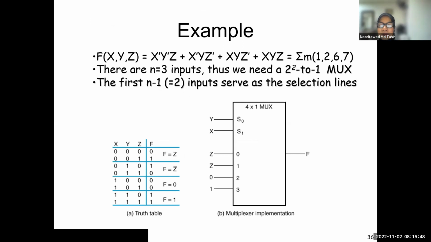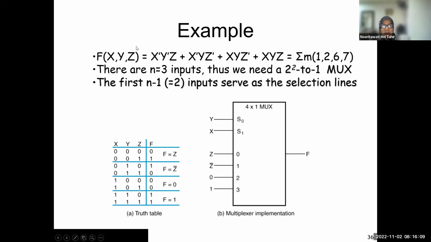Okay, so one way to implement is you simplify it using Boolean algebra, which we have seen last 2 weeks. Selain daripada itu, you boleh gunakan K-map juga. Selain daripada itu, you boleh gunakan decoder. Okay, another way you can use multiplexer to implement this logic circuit given minterm 1, 2, 6, 7. So how do we do that?